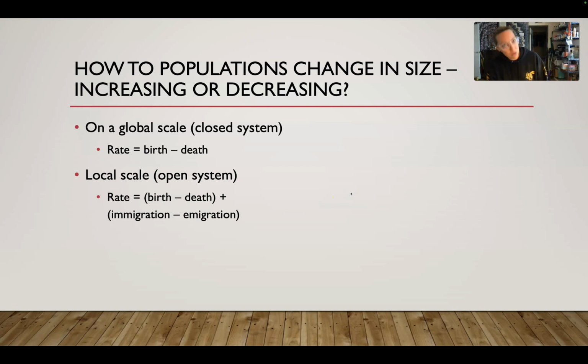But on a more local scale, it can be more of an open system, right? Where you can consider immigration and you can also consider emigration. So folks coming in and folks leaving, right? So the rate of the population size has to take these two things into consideration as well. So not just how many people are being born versus how many people are dying, we also have to take into account how many folks are coming in and how many folks are leaving.